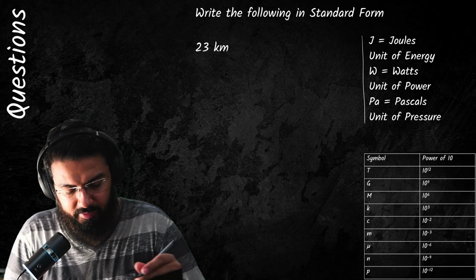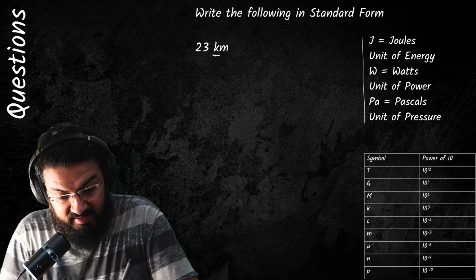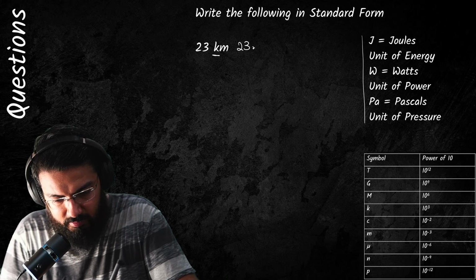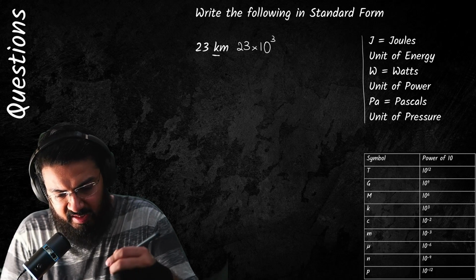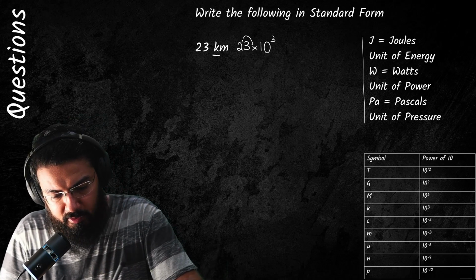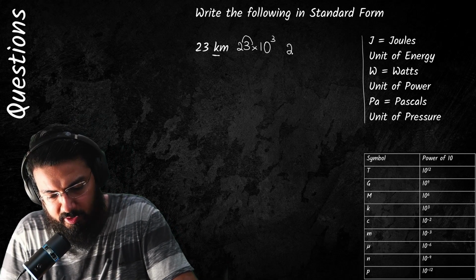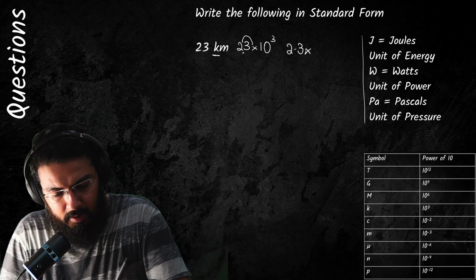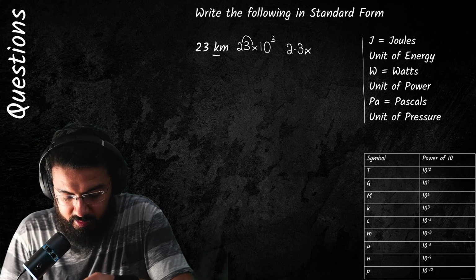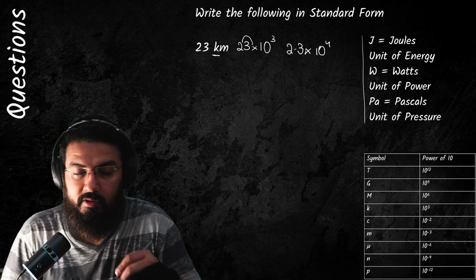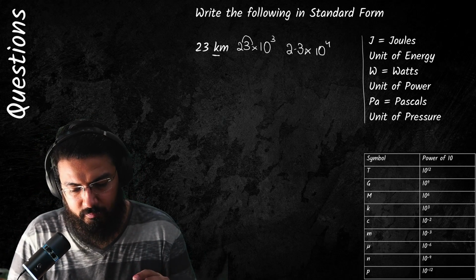So you have 23 times 10 raised power, it's kilo. So 23 into 10 raised power 3. And to convert to standard form, I'm going to move one decimal place to the left. So it's going to become 2.3. And because I moved one decimal place to the left, I'm going to add 1 to the power. So 3 plus 1, that's 4.